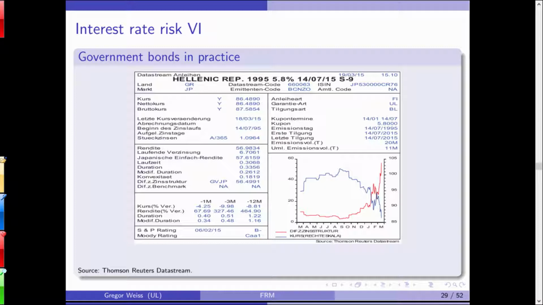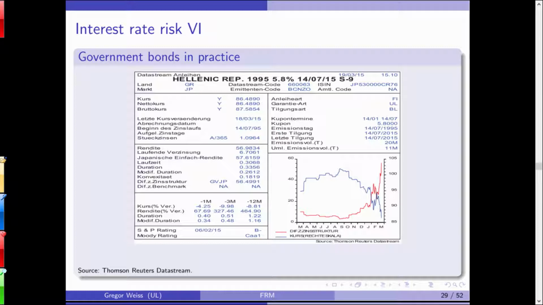One interesting fact, and something that is usually a little bit obscure in newspapers and TV news. This is an extract from Thomson Reuters financial data stream. It's in German, but you can figure out the most important parts here. Does anyone recognize this? What is it? It's a chart of probably a government bond. Greece? Yeah, it's a Greek government bond.